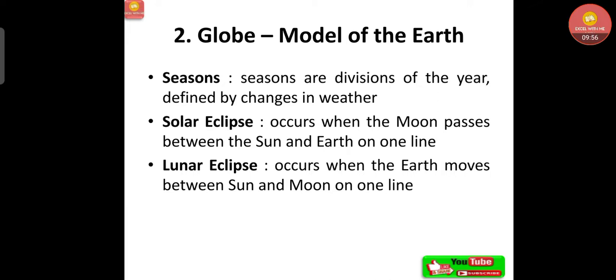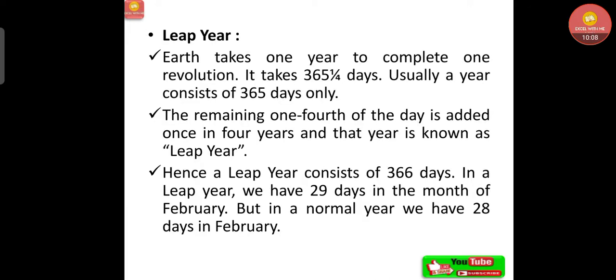Solar eclipse occurs when the moon passes between the sun and the earth on one line. Lunar eclipse occurs when the earth moves between sun and moon on one line. Now, what is a leap year?